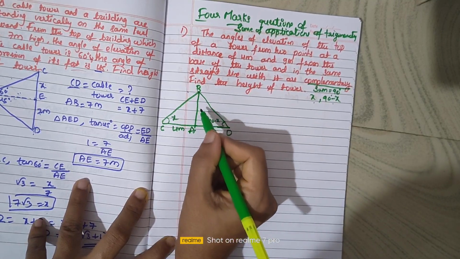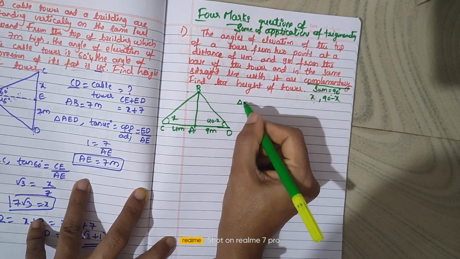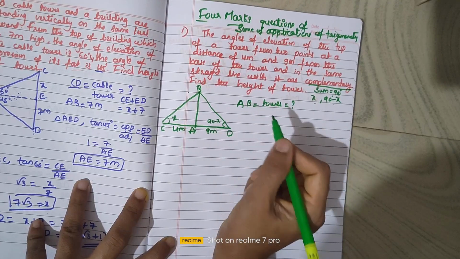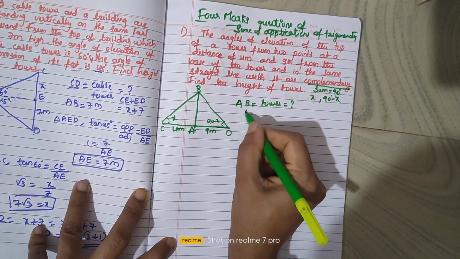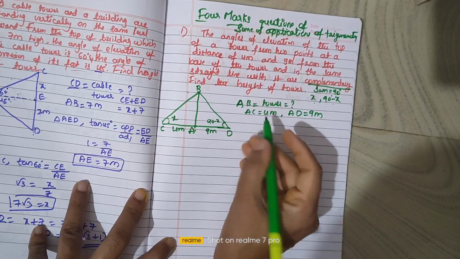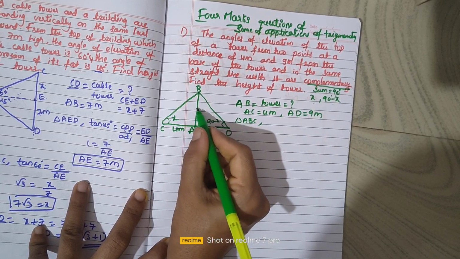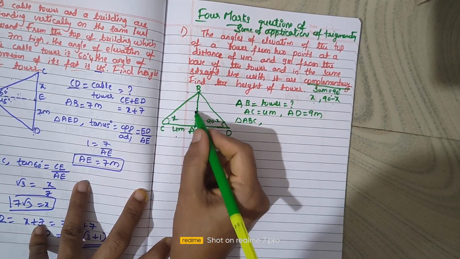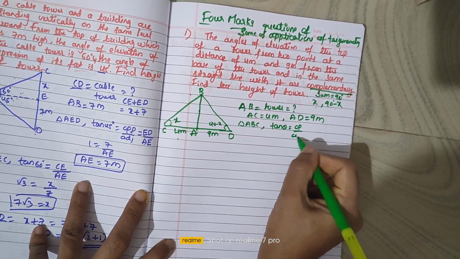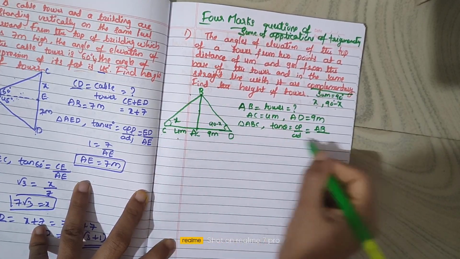We'll take triangle ABC. First you can write down AB is the tower. We need to find the height of the tower here. AC is 4 meter and AD is 9 meter. In triangle ABC, I take this angle as x, this side is opposite and this is adjacent. So we need to take tan theta, which is opposite by adjacent. Here opposite is AB and adjacent is AC.